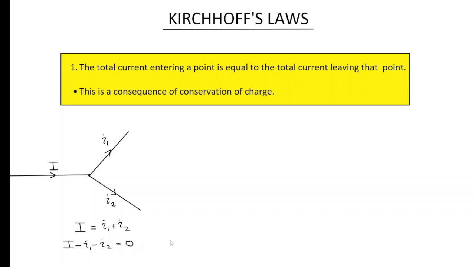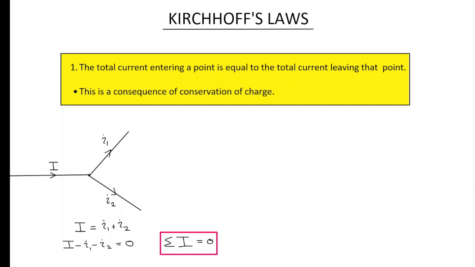Or, in other words, you can say the sum of currents entering and leaving a point is equal to 0. Here, if you take current going into the point as positive, current leaving should be taken as negative. So that's another way of saying it. But simply, the first version explains the basic idea behind Kirchhoff's first law. So you can summarize this as sigma I is equal to 0.